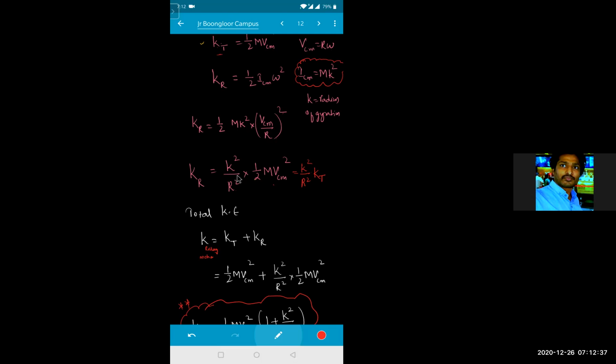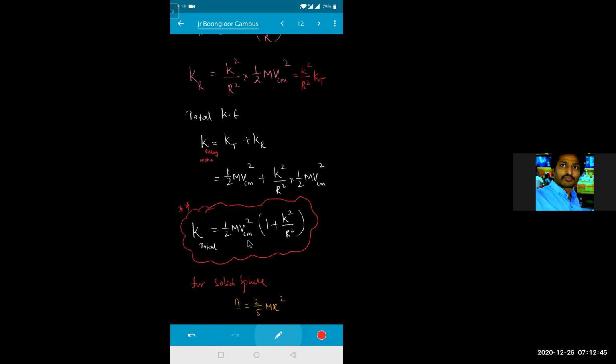This one I got here: K square divided by R square into half into M into VCM square. Now half M VCM square I can take common. So it will be 1 plus K square by R square. That means for a pure rolling, the total kinetic energy is represented by the formula half into M into VCM square into 1 plus K square by R square. Is it clear?